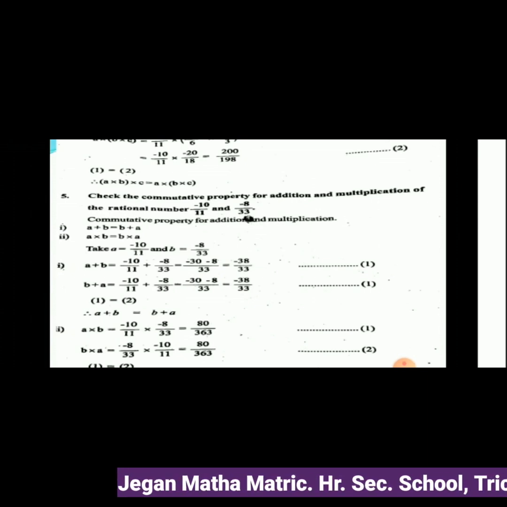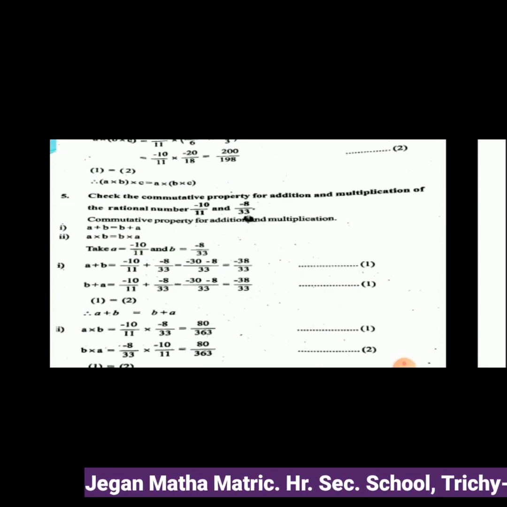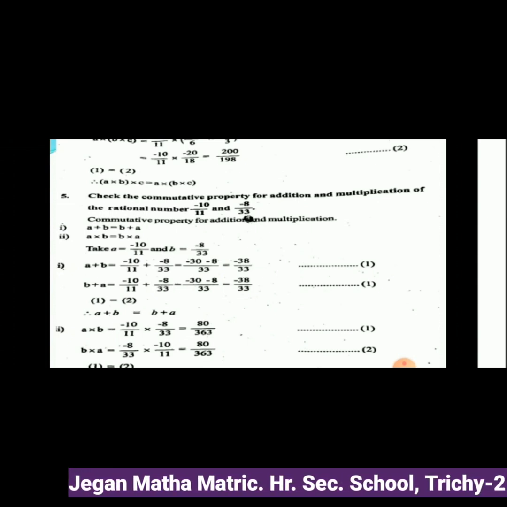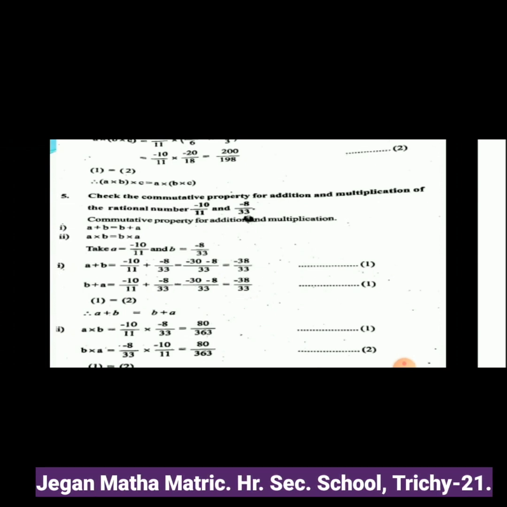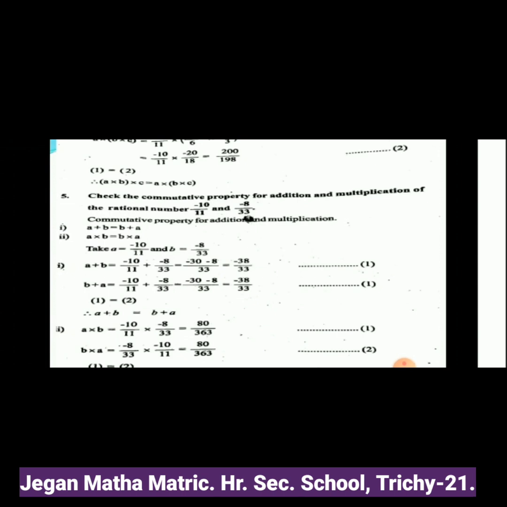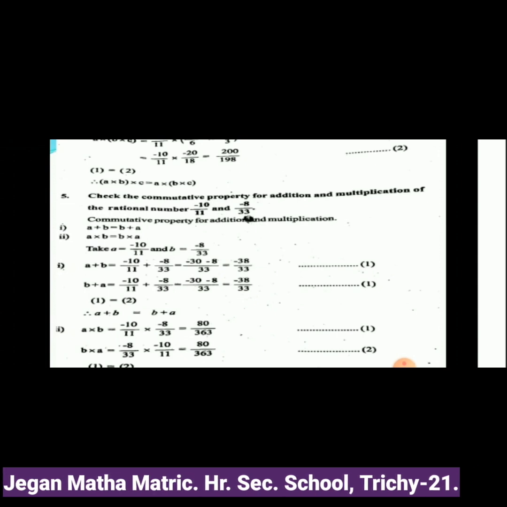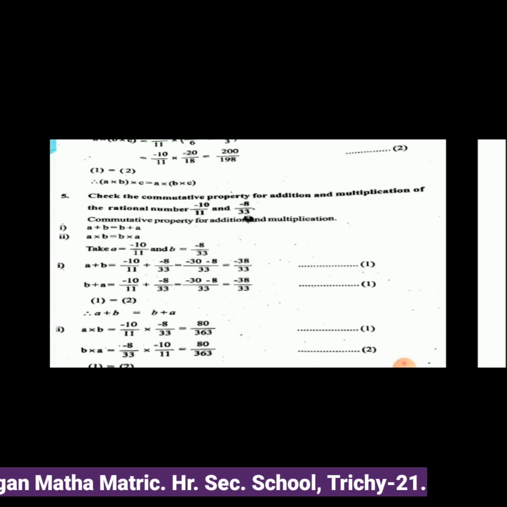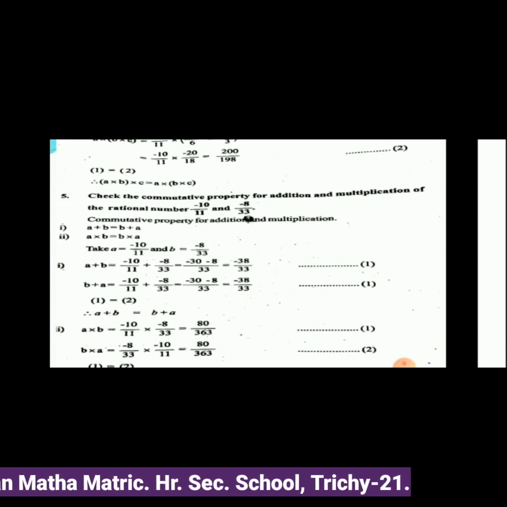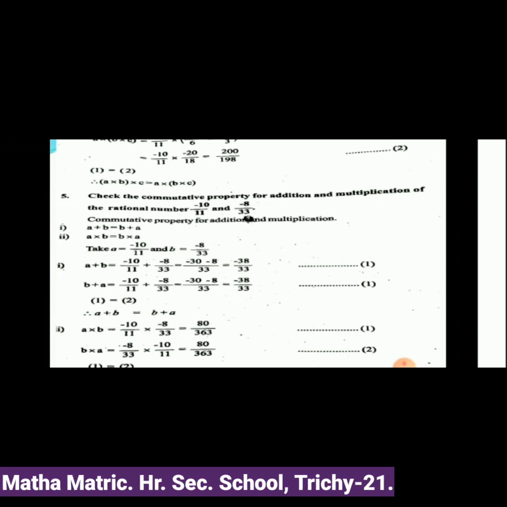Next b plus a. Here minus 8 divided by 33 plus minus 10 divided by 11. We apply the same method. We take the LCM and simplify now. We get minus 30 minus 8 divided by 33 is equal to minus 38 divided by 33. This is equation number 2. So 1 is equal to 2. a plus b is equal to b plus a.